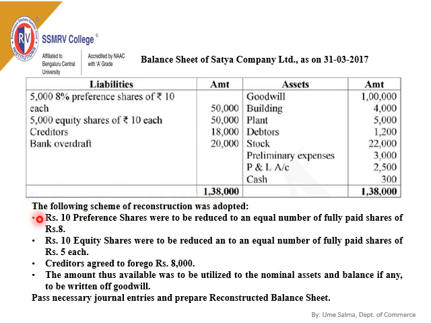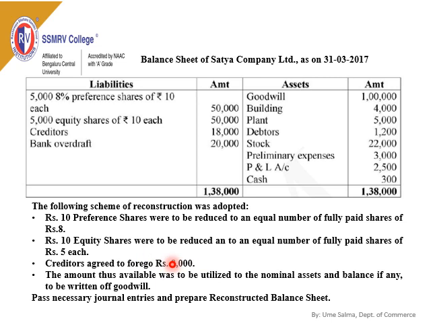So here we have been given a few adjustments. For the preference shares, from 10 each, it has been reduced to 8, and for the equity shares, it is shown as 10 each, but the company has reduced it to 5 each. And the next is creditors agree to forego rupees 8,000. Hope you have understood how the company is going ahead with the adjustments, with the creditors agreeing to forego, that is, waive rupees 8,000.